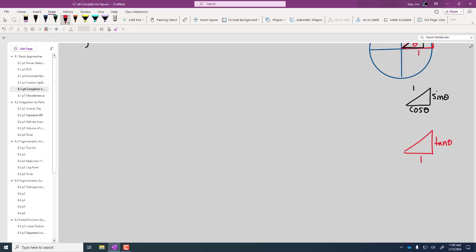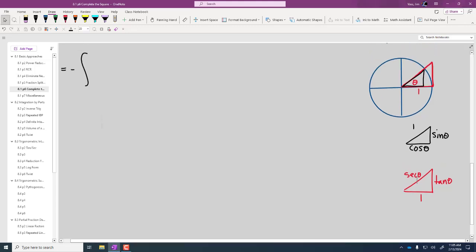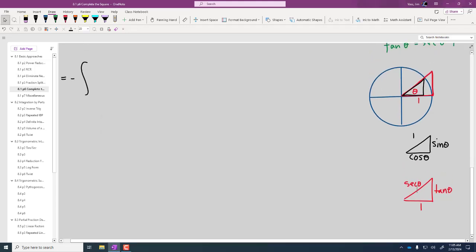Okay? So if vertical over horizontal is tangent, then vertical over horizontal has to be tangent. If horizontal is 1, then vertical has to be tangent. And that makes the hypotenuse secant because of the Pythagorean identity. So when we look here, this is tangent. That vertical rise right there is tangent. And the diagonal, the hypotenuse, is secant. And there is your identity. 1 plus tan squared is secant squared. You can see it really easily.